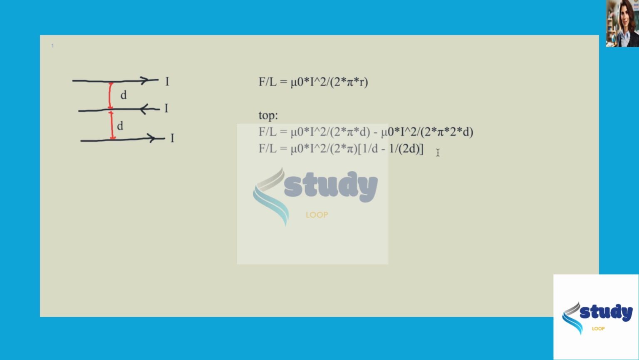And when we simplify this fraction and combine the results, we're just going to get mu naught times I squared over 4 times pi times d.